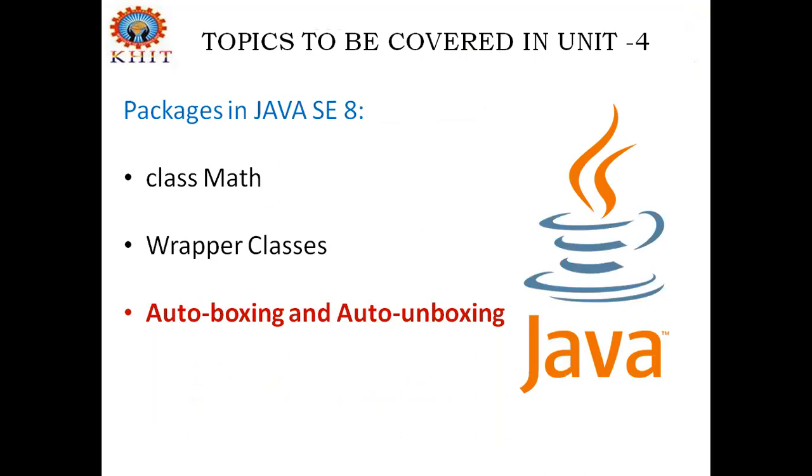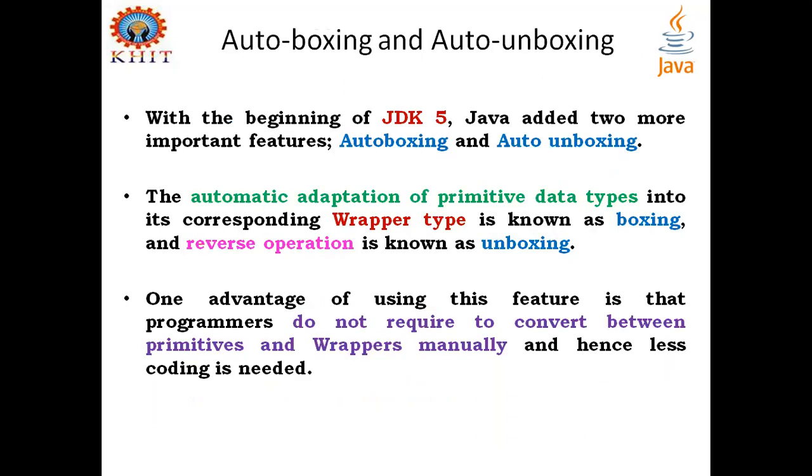Auto boxing and auto unboxing. From the beginning of JDK 5, Java added two more features related to auto boxing and auto unboxing, and it is completely related to the wrapper classes concept, where we use primitive data types as objects. Automatic adoption of primitive data types into the corresponding wrapper type is known as boxing. It means taking primitive data values and assigning them to a wrapper type object automatically.